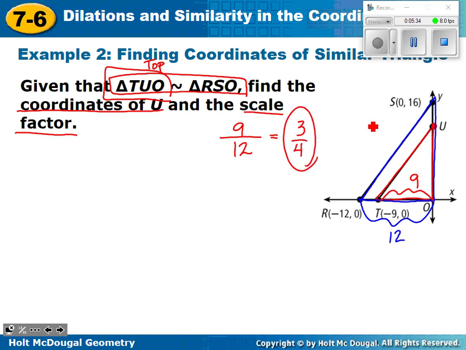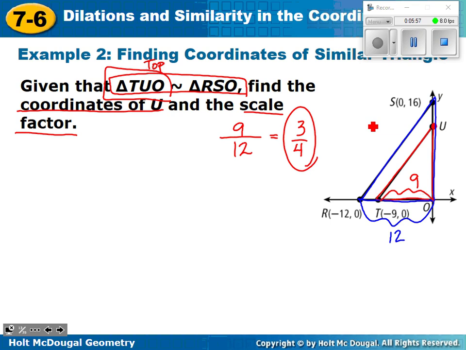So the first part there, what's the scale factor? It's 3 to 4 based on the similarity statement. Now, Javi said it doesn't matter, and it doesn't if you're writing the similarity statement and the similarity ratio. But if they are asking you to do it and they give you the statement, then you have to make sure whatever they did first goes on top.